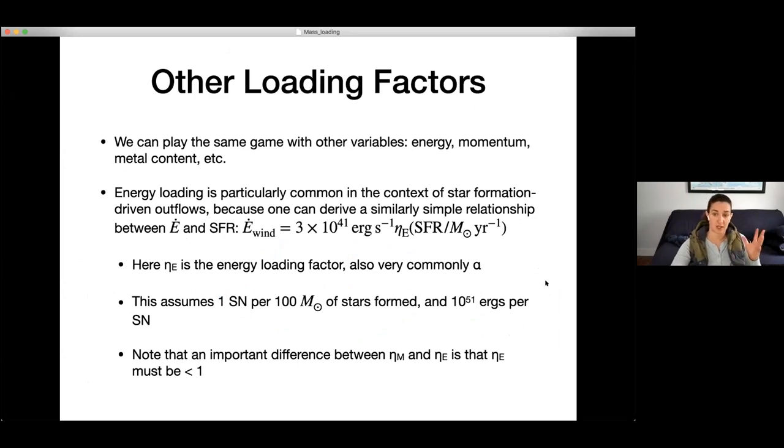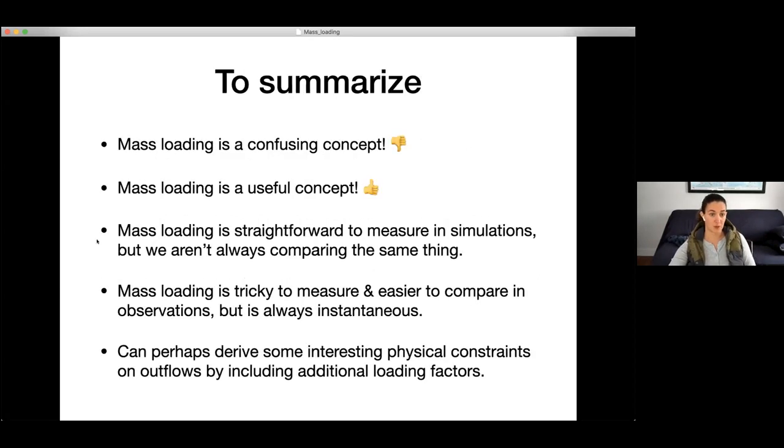The reason I want to highlight it is because I actually think this might be the way forward. Mass is just one very specific thing, but we can probably start to distinguish more between different physical models, for example, for outflows, if we start looking at things like energy and momentum loading as well. You can imagine the energy loading factor between an AGN-driven outflow and a star formation-driven outflow might look very different, for example.